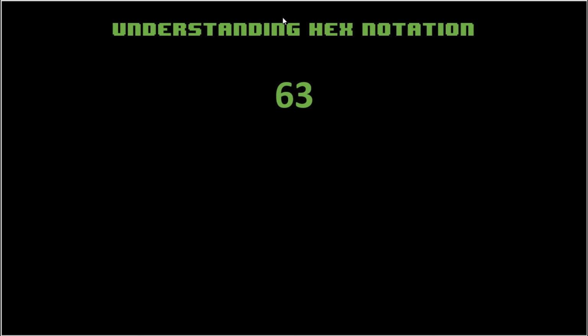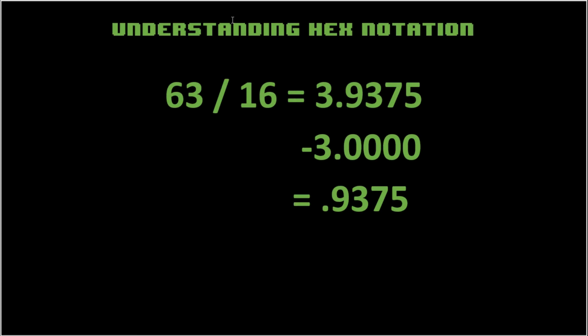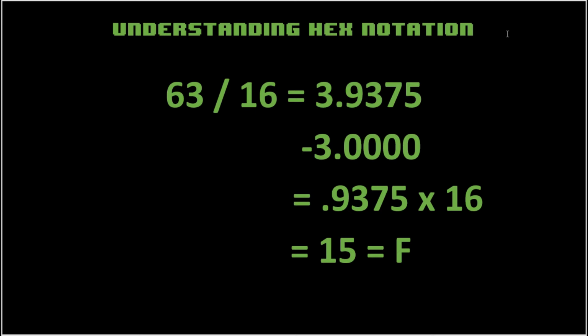The first example we have is 63. The first thing to do is divide 63 by 16 and get the remainder. 63 divided by 16 is 3.9375. Subtract 3 and the remainder is 0.9375. Then multiply the remainder by 16 and we have our first number or letter starting from right to left. 16 times 0.9375 is 15, which in hex is F.